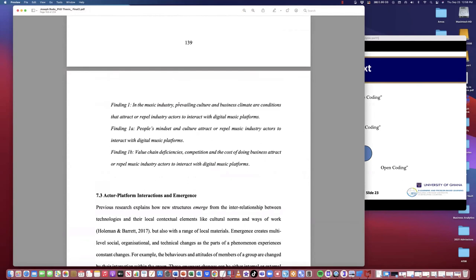Prevailing culture and business climate are conditions that attract or repel industry actors to interact with this music platform. That's finding one. But because he saw differences, he wants to show the difference. Finding one A, people's mindset and culture attract and repel industry actors to interact with the music platform. And finding one B, value chain deficiency and competition, cost of doing business, attract and repel.